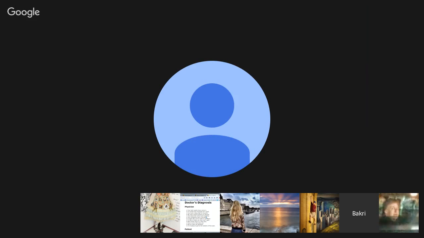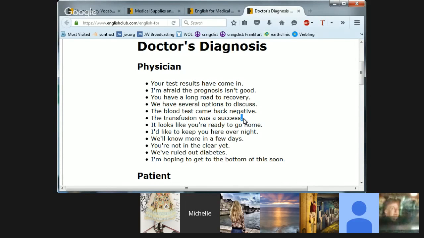Physician: So your test results have come in. I'm afraid the prognosis is not good. You have a long road to recovery. We have several options to discuss. The blood test came back negative. The transfusion was successful. Was a success.